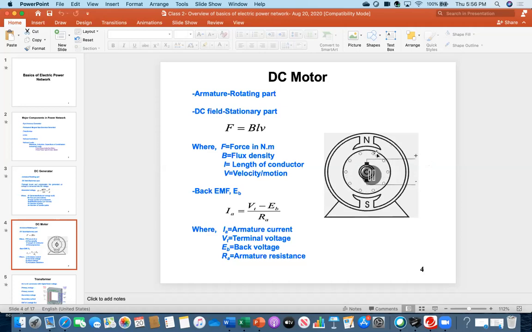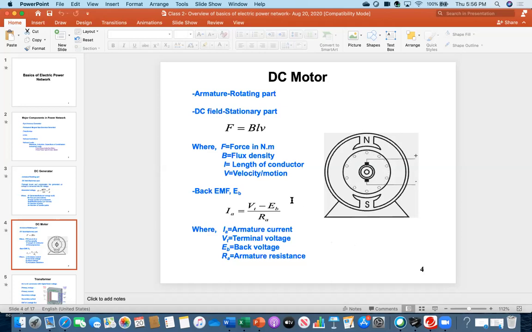So this means that just the magnetic field is not enough, or just the coil is not enough. You need the combination of the coil and the magnetic field. Do you understand?